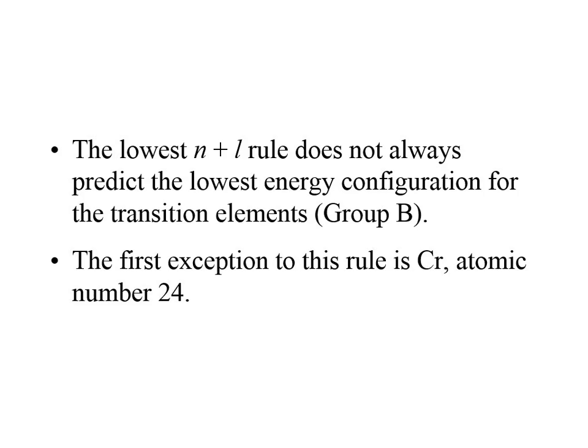I want to talk you through why the exceptions occur, starting with chromium. That's where the first exception occurs. Now, you won't need to show me how electrons are configured as exceptions to the lowest n plus l rule, but you need to understand why they occur. So chromium. What's up with chromium?